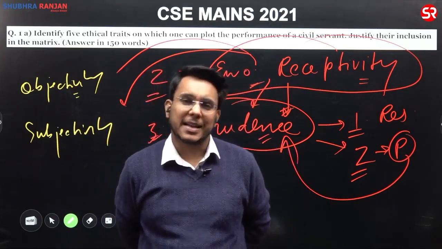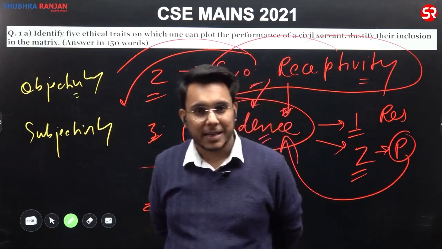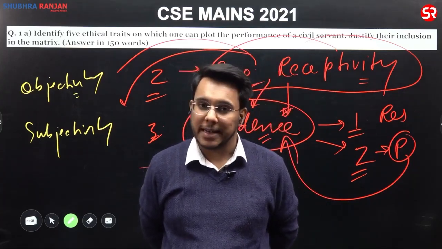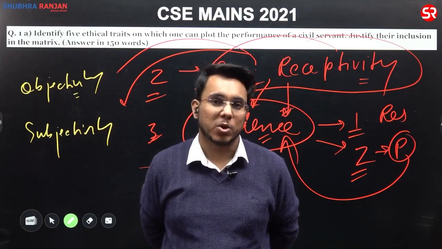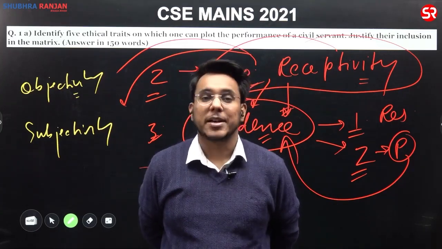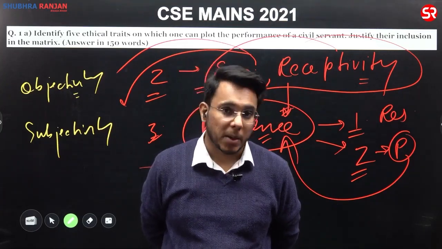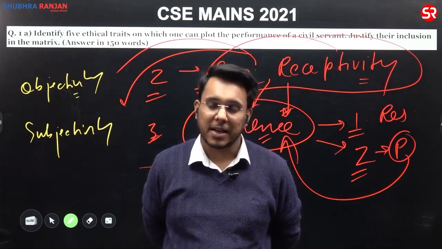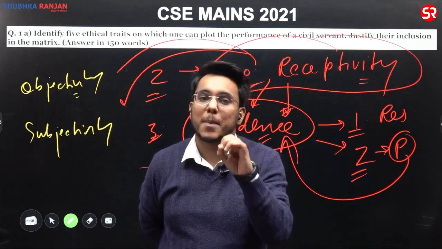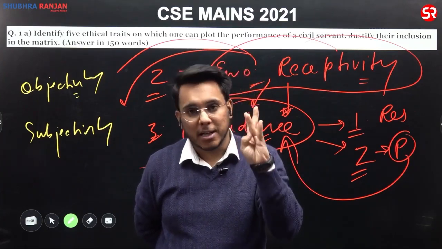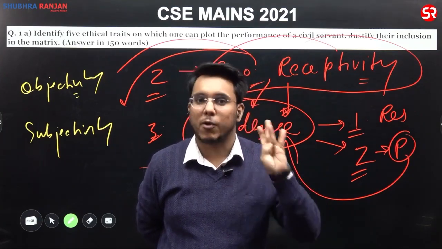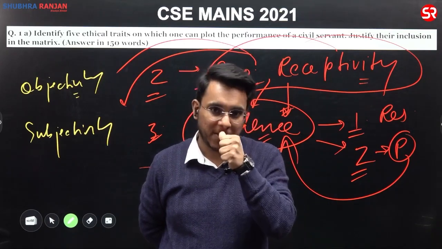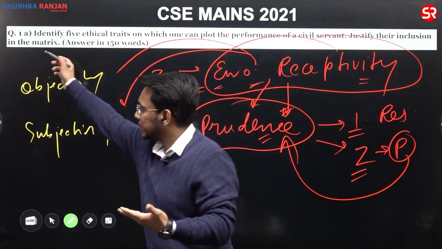First of all, what is objectivity? Objectivity simply means that whatever decision you are taking needs to be based on rules, it needs to be based on procedures. Prejudices need not be there, stereotypes should not be there, your subjective assessment should not be there. Is it clear? Whatever decision you are taking should be based on hard data, on objective facts. Your decision should be based on fact and data. This is objectivity.